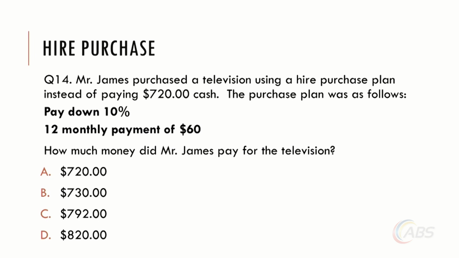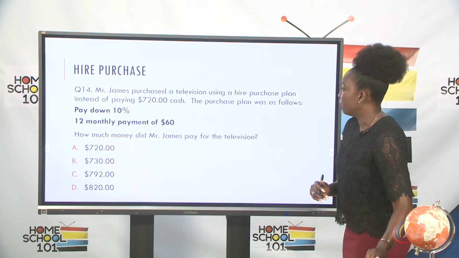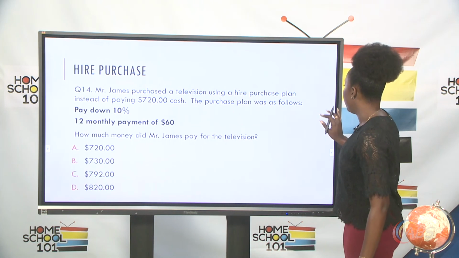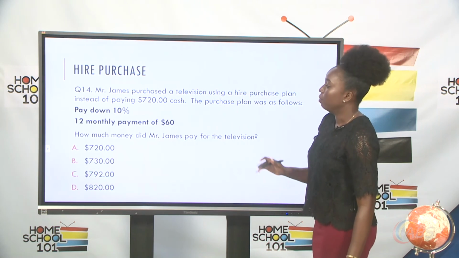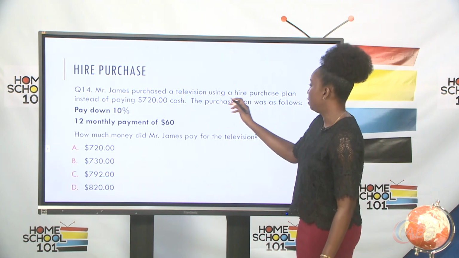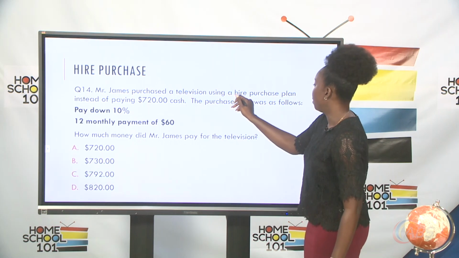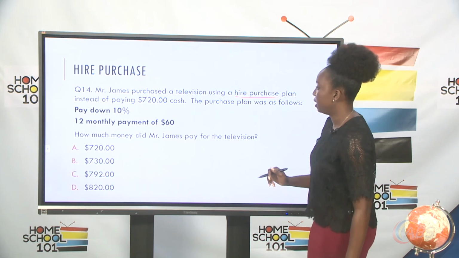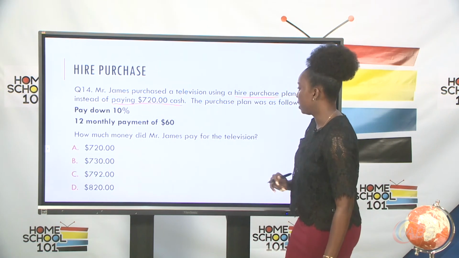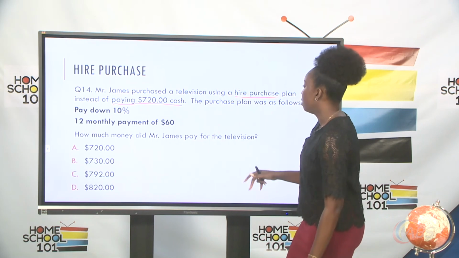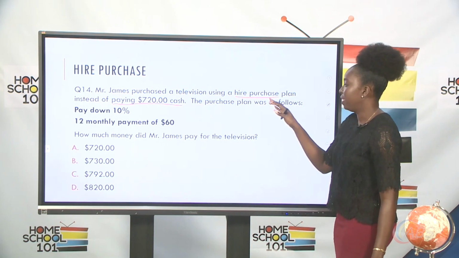How much money did Mr. James pay for the television? Okay. So, what information do we have? What information do we need? Do we understand the question? Mr. James purchased a television using hire purchase. Do we know what hire purchase is? Instead of paying $720 cash. So this is the cash price. So he purchased this item.